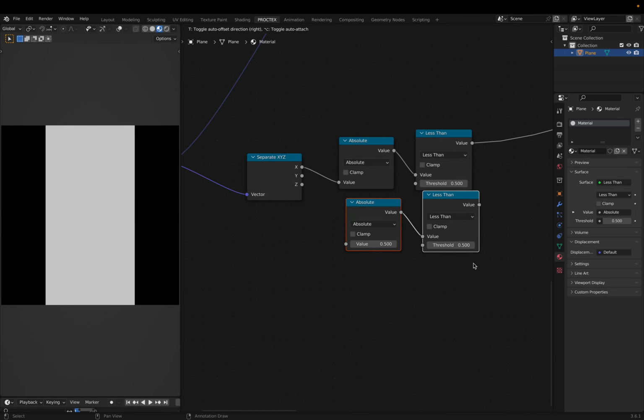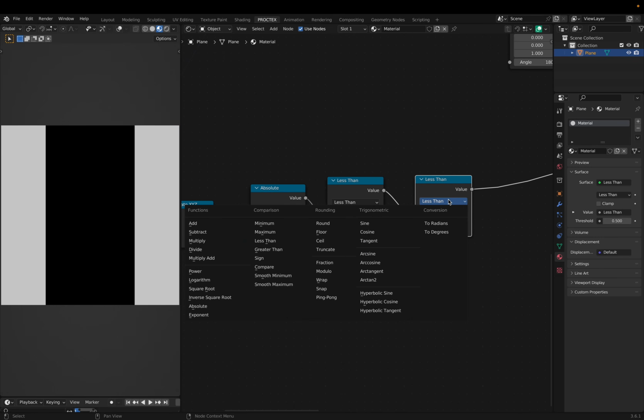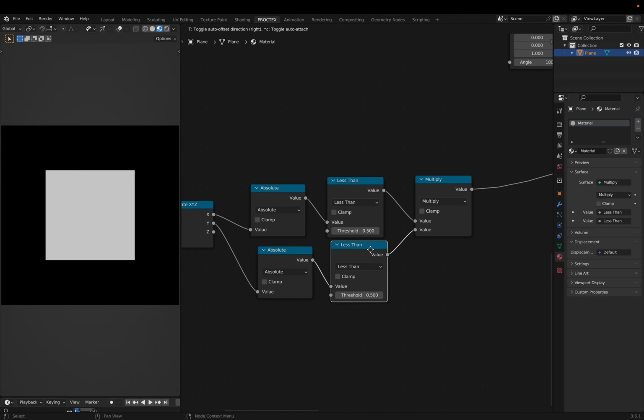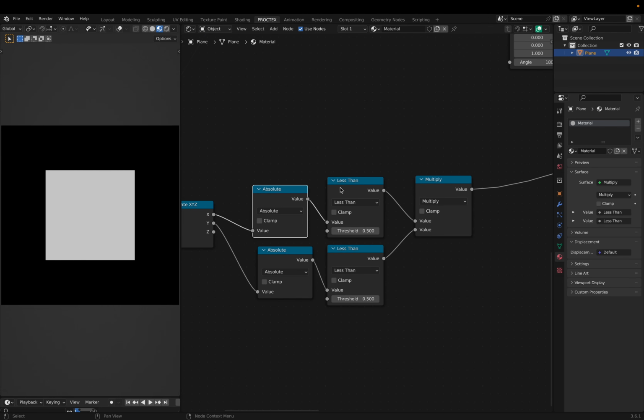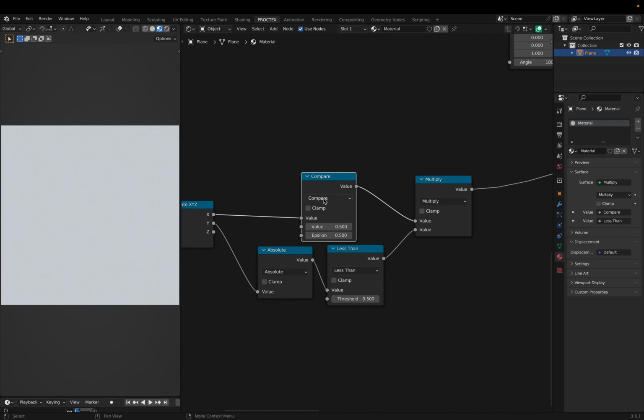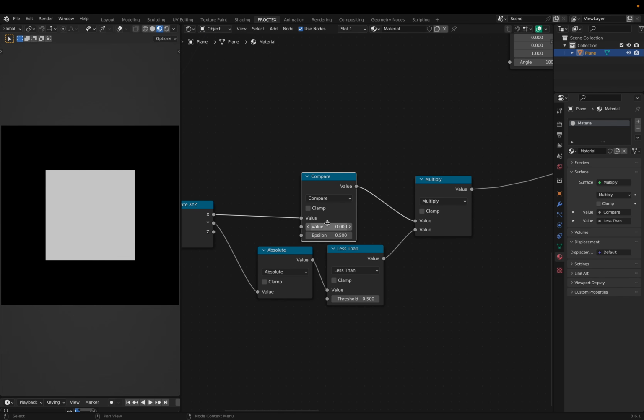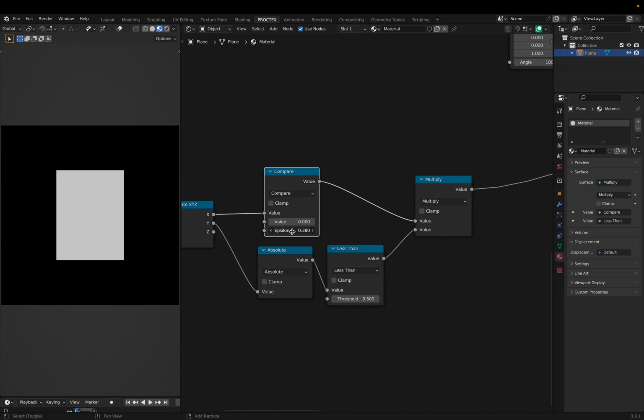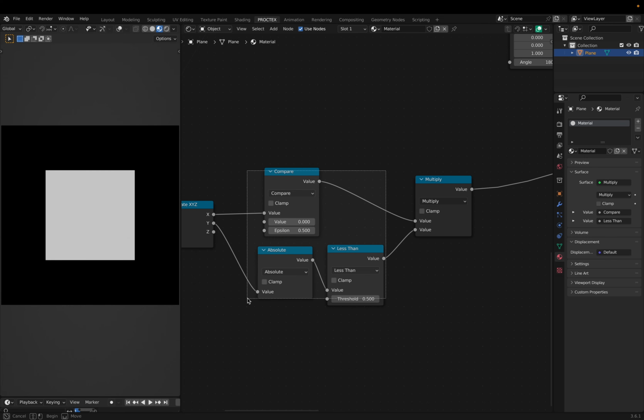Instead of using this method to make a square, you also have the option of using a compare node to simplify this. So instead of using absolute and then less than, I could simplify this to only use a single compare node with a value of 0 and an epsilon of 0.5. This works too. So there's tons of ways you can make any of these shapes. There's no real right answer. It all comes down to how you want to make it. And you might even find out a new way to make a shape that you haven't been taught before.